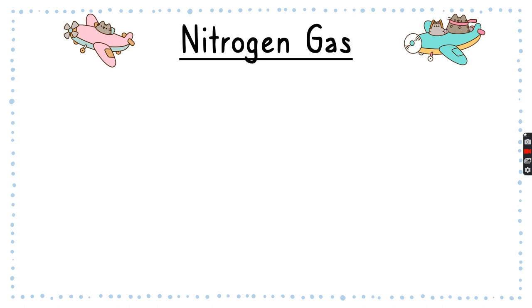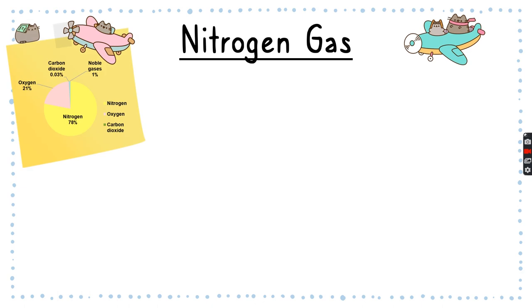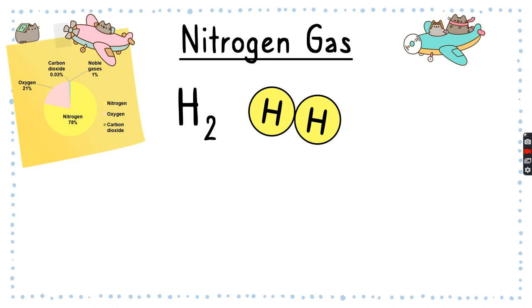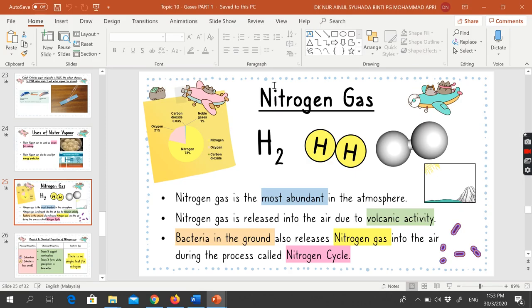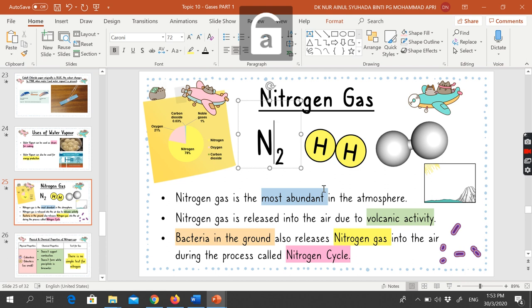Now let's look into nitrogen gas. This is the most abundant in the air. Sorry, it's not H2, it's actually N2. I think I made a mistake there, so let us edit this. Nitrogen gas is actually N2 instead of H2.